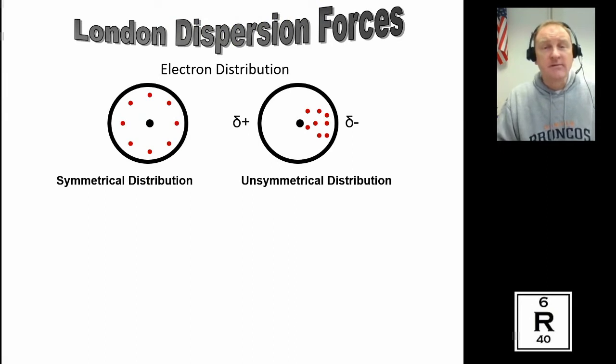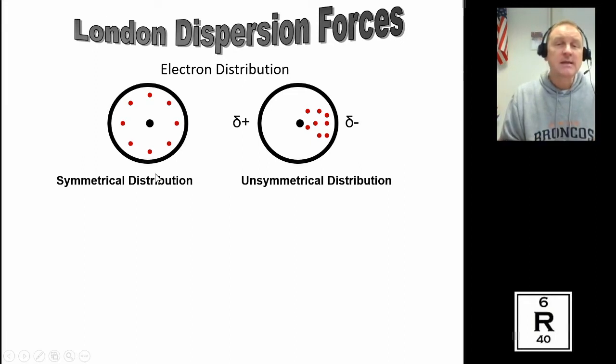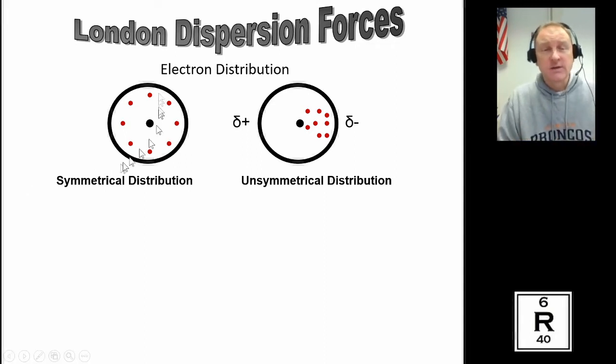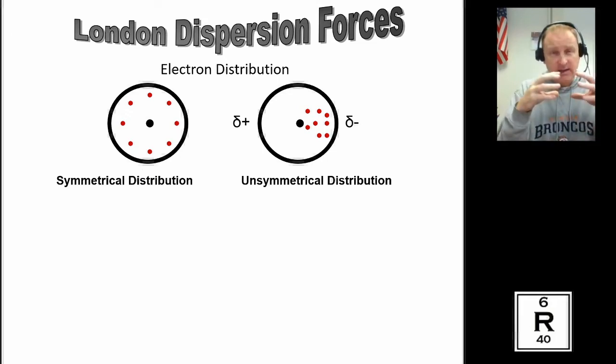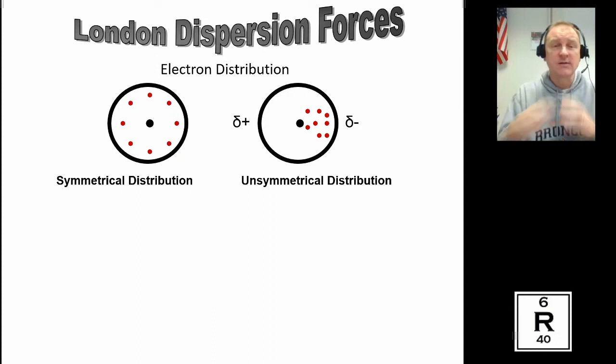Another type of van der Waals force is London dispersion forces. This is what happens in a completely non-polar molecule. There is no partially positive or partially negative to it. So something like nitrogen, N2. There's no difference between the nitrogen atoms, so it's an even distribution of electrons.